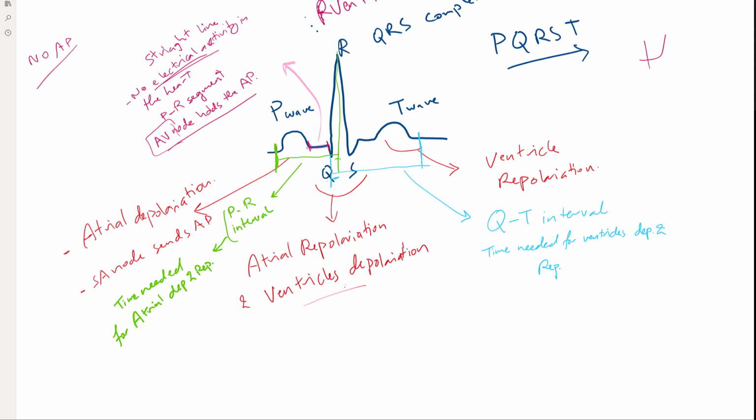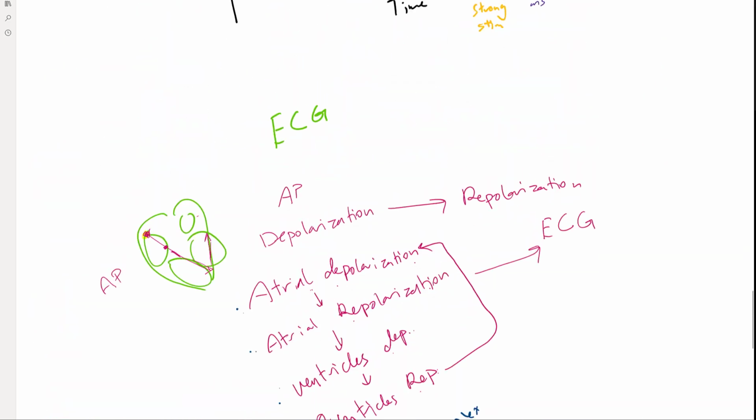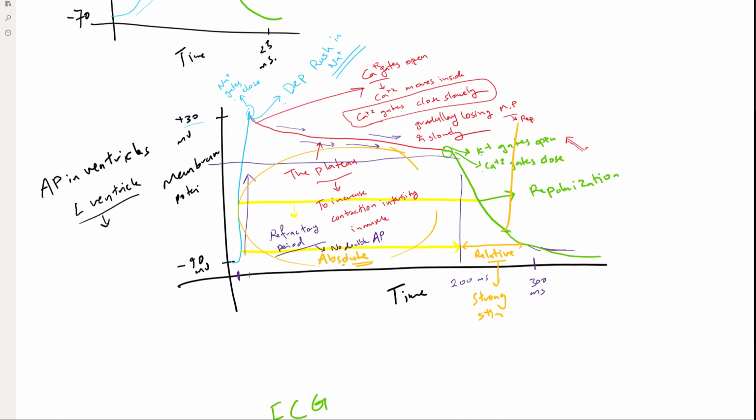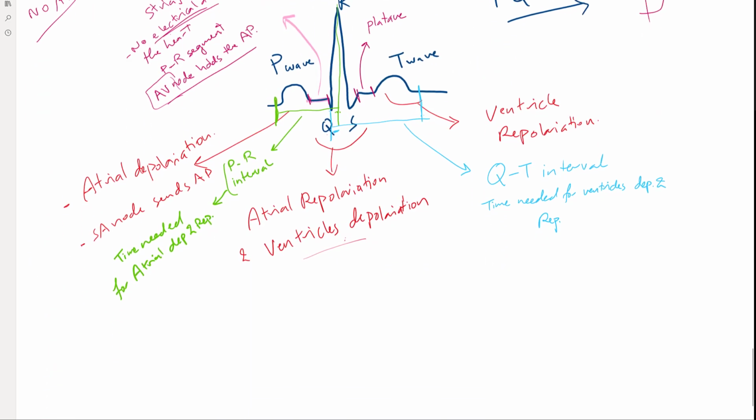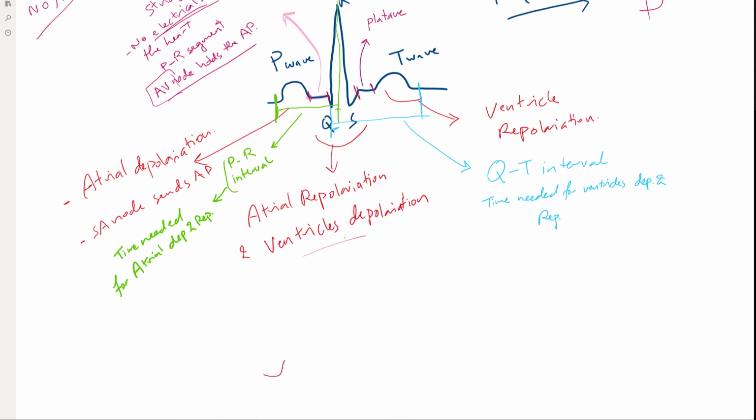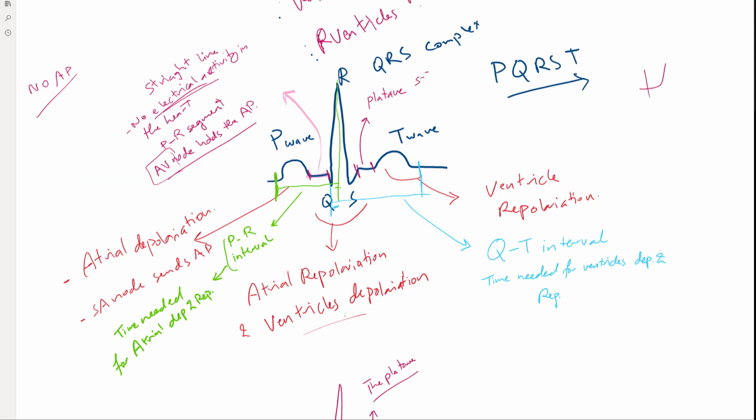Then we have the ST segment, which is this line. This line technically should be much longer. This is the plateau. If you remember when we talked about the action potential, the plateau happened here. And I made a mistake, the ECG should be a little bit longer. This period is the plateau. Make sure you understand this. So this is the ST segment.